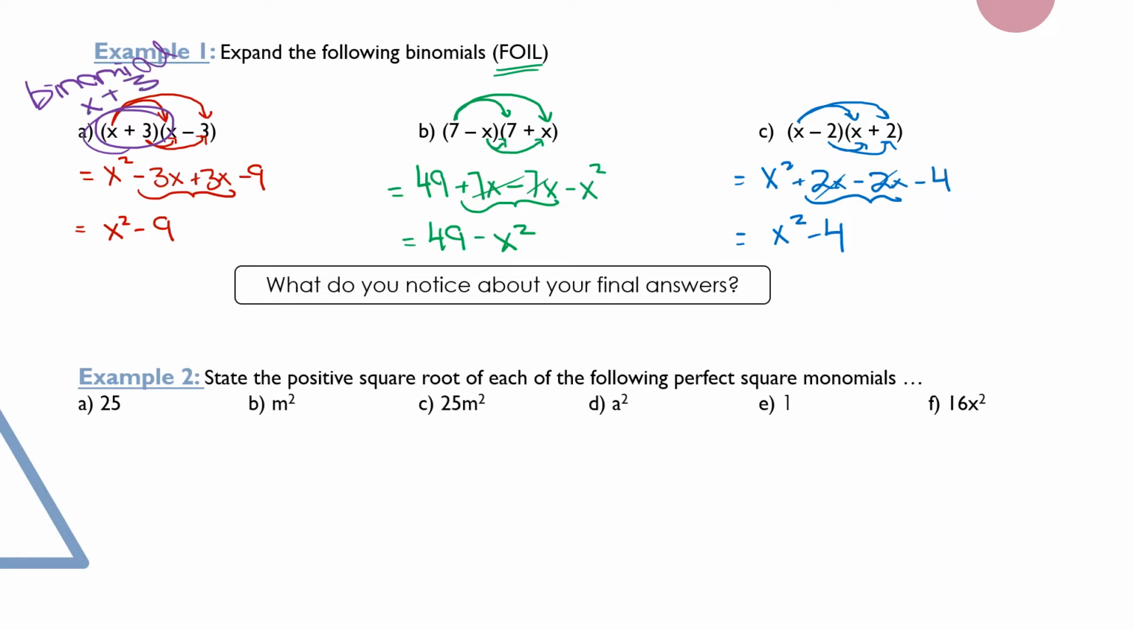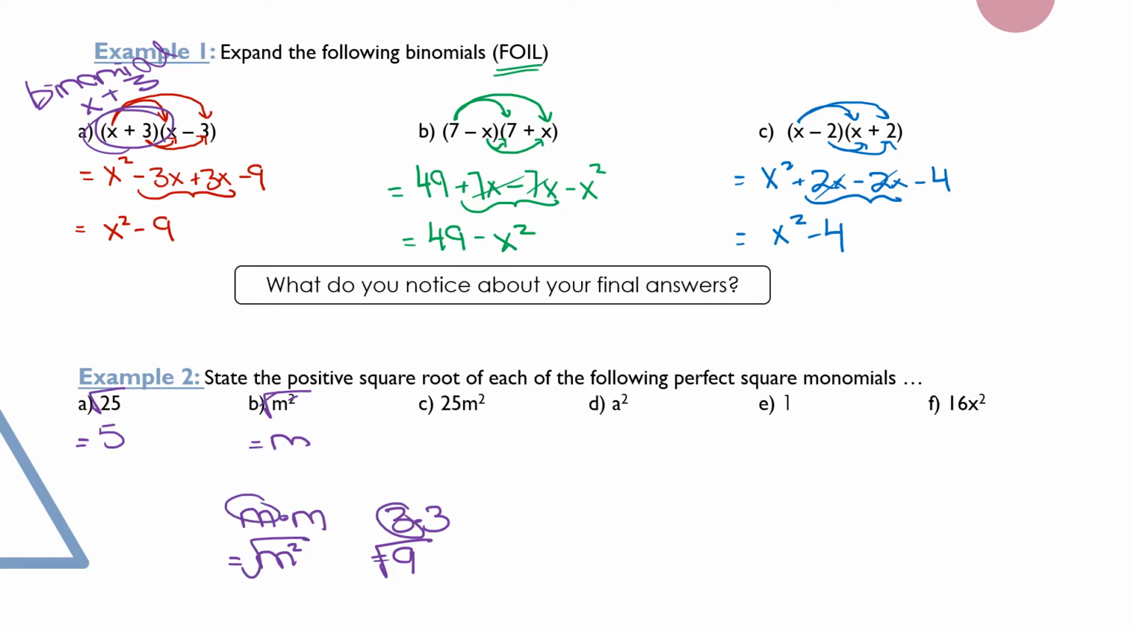So I want to take the positive square root of 25. The positive square root of 25 is 5. What's the square root of m squared? Well, the power of 2 and the radical actually cancel each other out, and we just get an m. And that's because m times m is equal to m squared. So it's similar to saying 3 times 3 is 9, so the square root of 9 is 3. The square root of m squared is m.